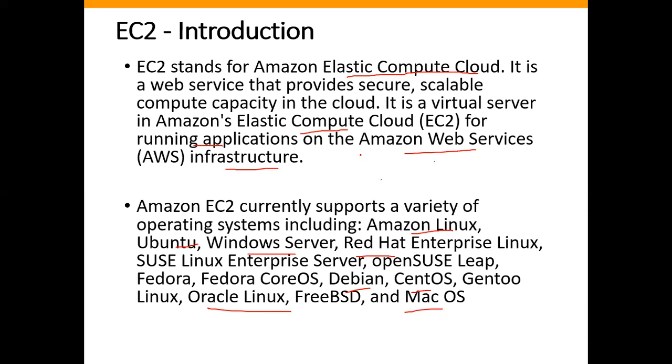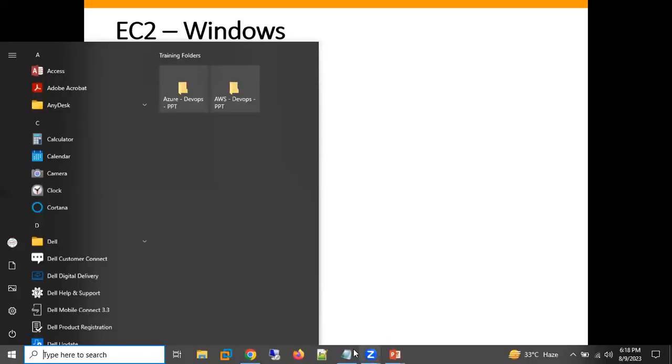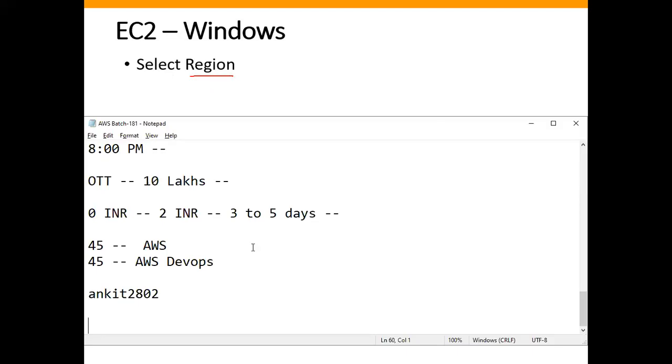And EC2 full form is Elastic Compute. To create this EC2 machine, we have some steps we need to follow. The first step is we need to select a region. Region means a data center. In which particular location of data center do I need to create this particular EC2 machine? Means this particular server which I'm going to create, in which location of AWS servers I need to create.